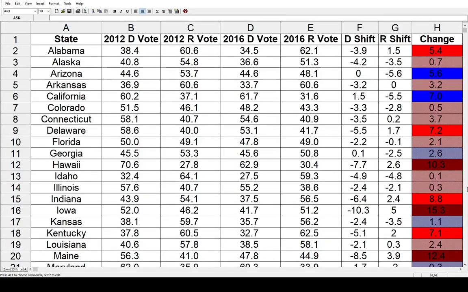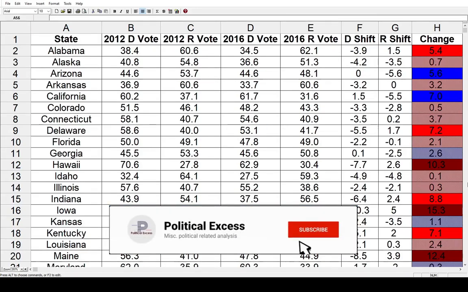Which states have shifted the most on a presidential level between 2012 and 2016? Today on Political Access, we're going to take a look at the political shifts in all of these states between these two elections. I've looked at other shifts for elections since 2000, and this is the last one to do for consecutive elections. So we want to see how much of a change there was just between 4 years.